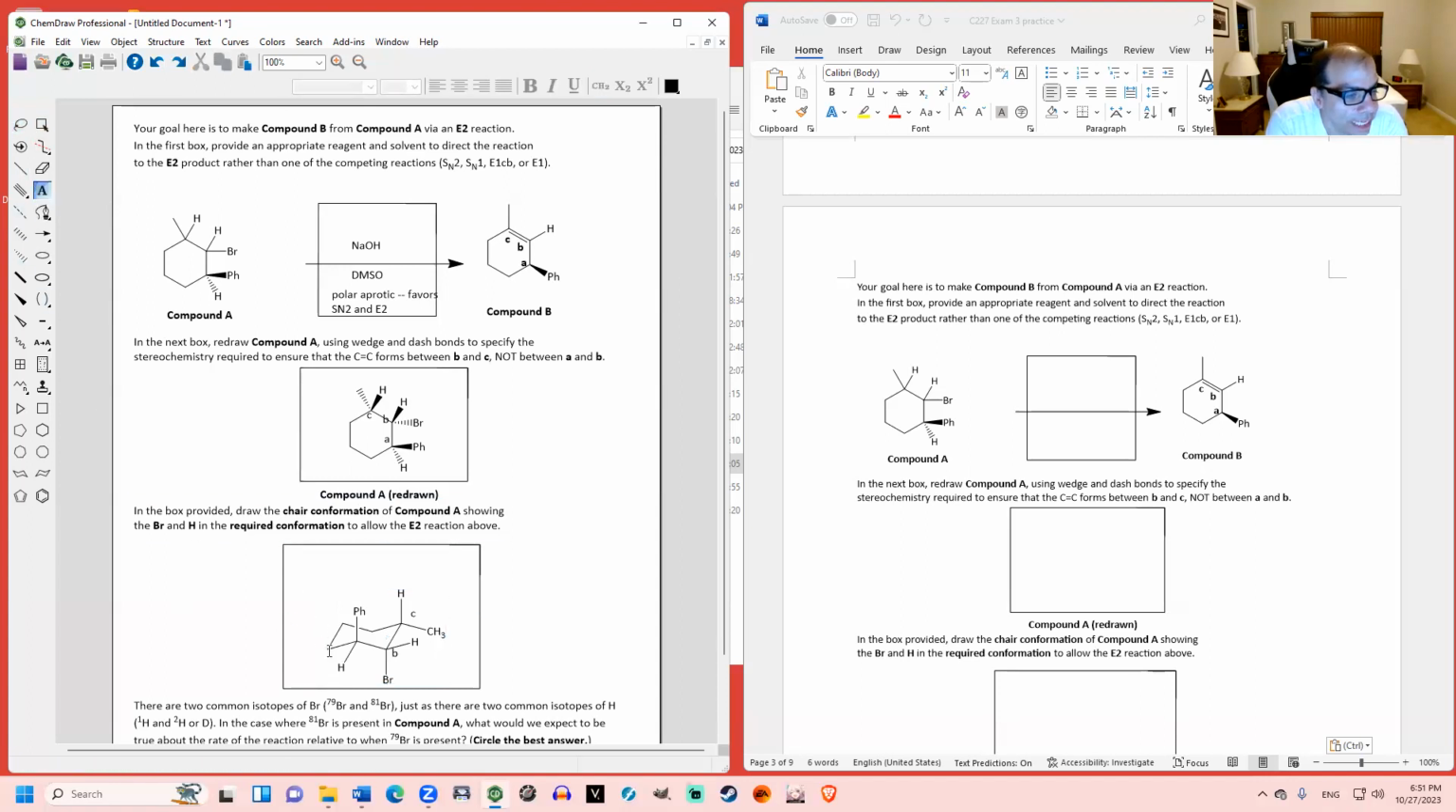And that's carbon A over here. So that's not the only correct way to draw it. You can turn that ring any direction you like.